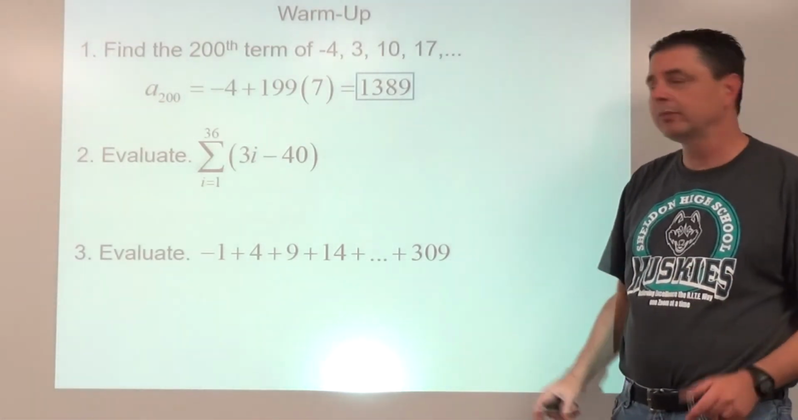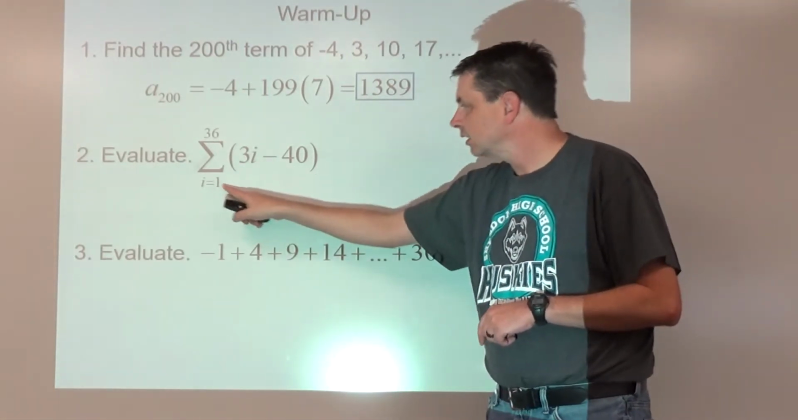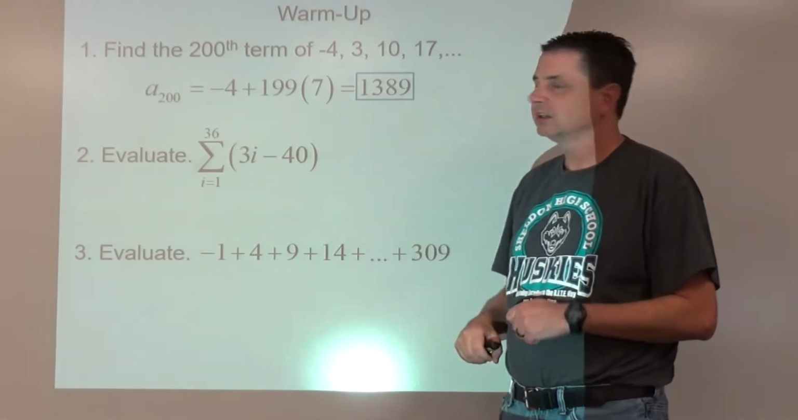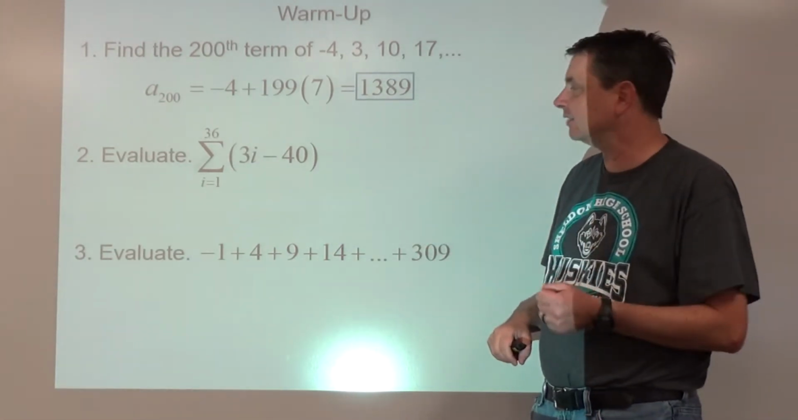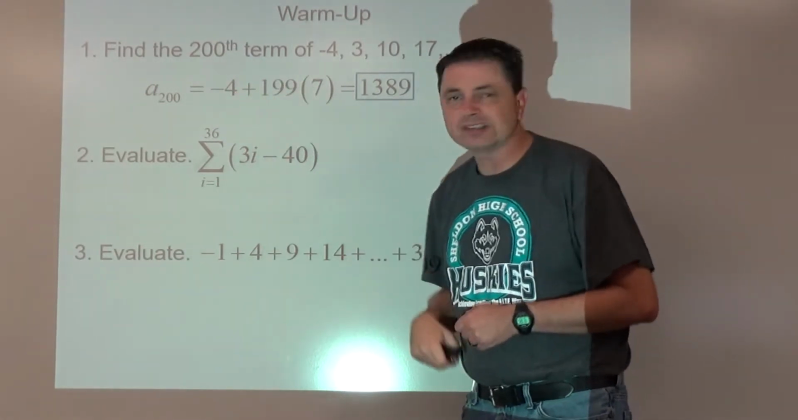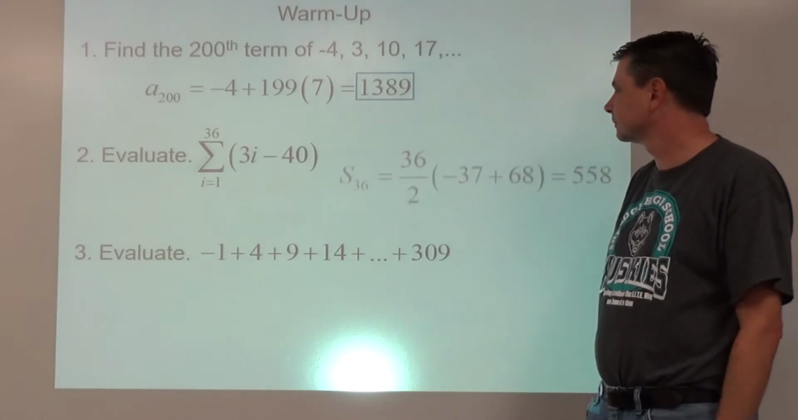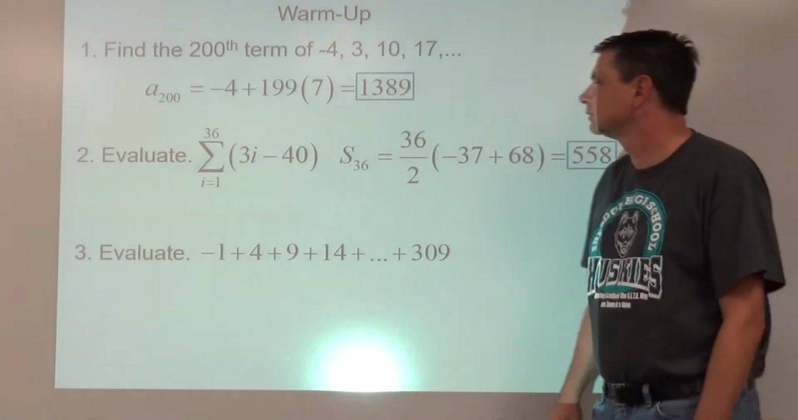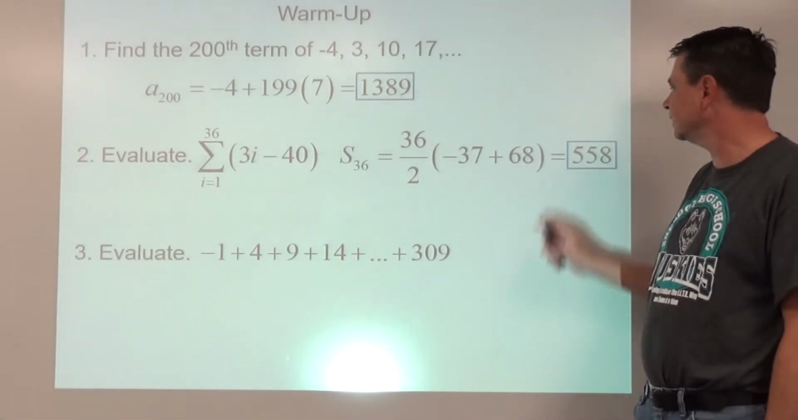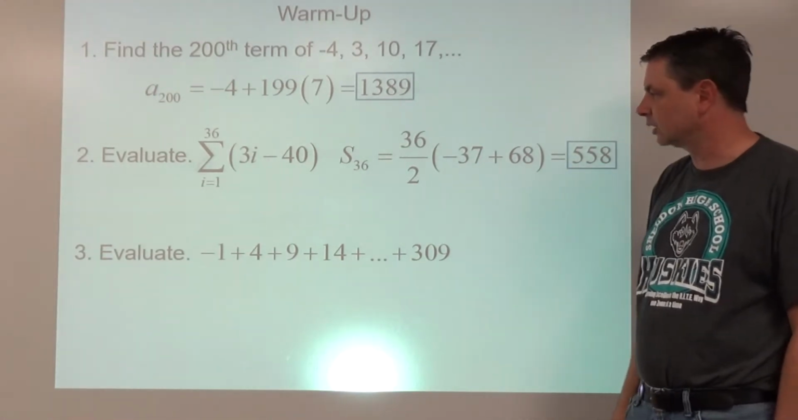So S sub 36 is equal to 36 over 2 times first term. Plug in a 1. You get 3 minus 40, so negative 37. Plus last term, plug in a 36. So 3 times 36 minus 40, whatever that comes out to be. 68. And that's going to equal 558 for our sum.